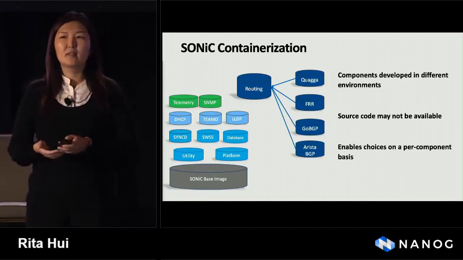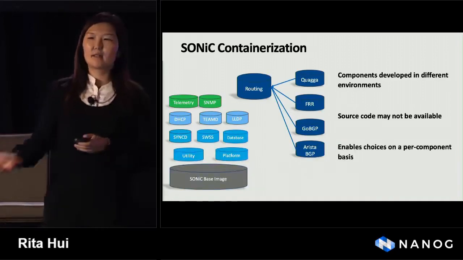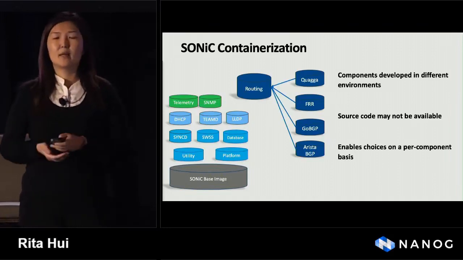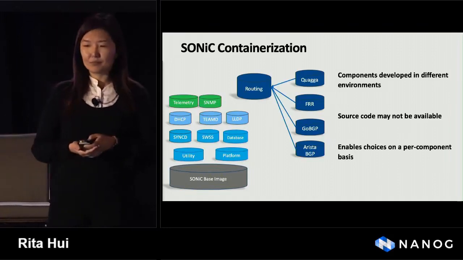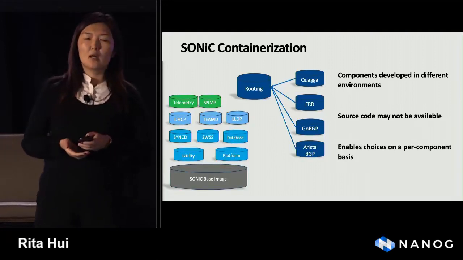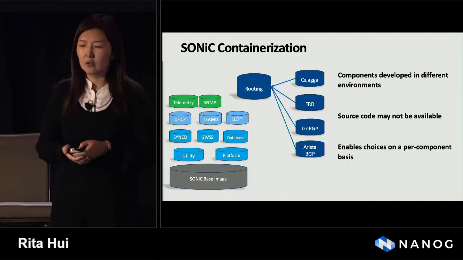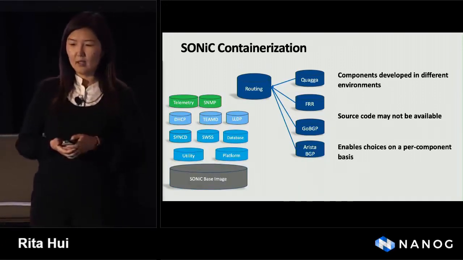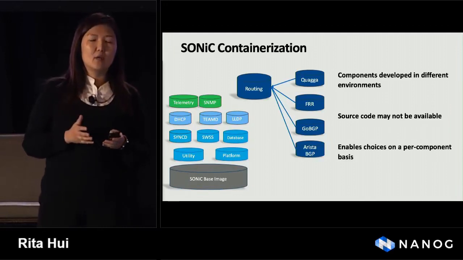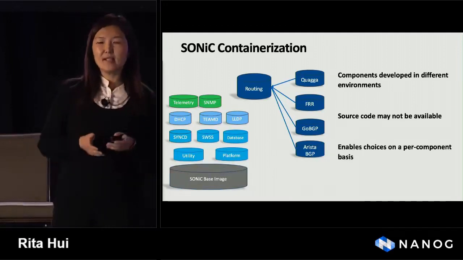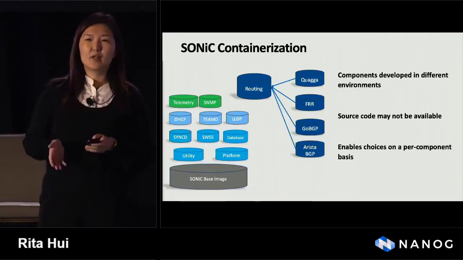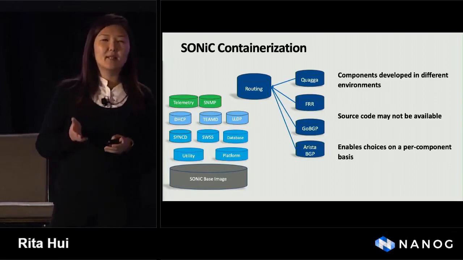For example, one could be developed with Red Hat, SONiC is developed with Debian, and then perhaps some are developed with BSD, etc. Another thing is we could also take a container without having the source code. So with containers, we can choose which stack fits our needs on an individual basis without forcing the commonality of development environment or even the base image.